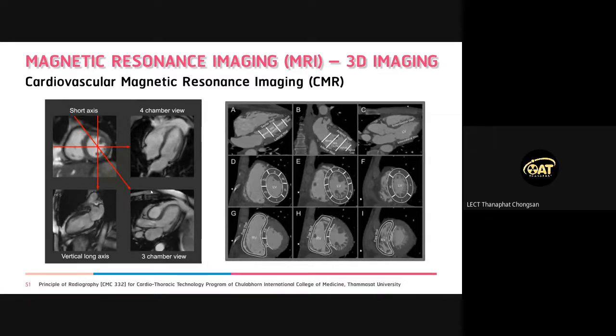Okay, from the short axis, if we cut in this direction, it's called the 3-chamber view, this direction is called the 4-chamber view, and this direction is called the vertical long axis. This represents part of the cardiac muscle in another direction.